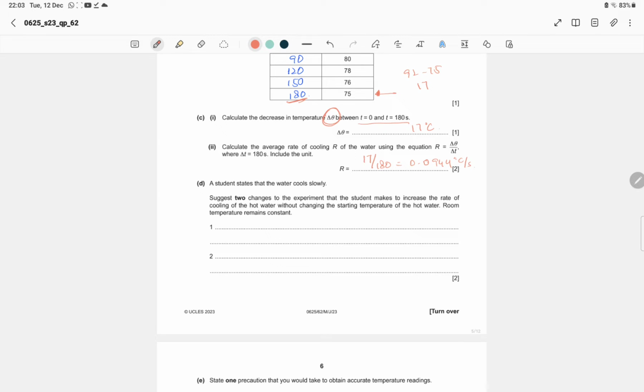A student states that the water cools slowly. Suggest two changes to experiment that the student makes to increase the rate of cooling of hot water without changing the starting temperature of the hot water. Room temperature remains constant. So first thing you can do is remove the lid or a cover. Remove the lid or cover, and you can use a thinner lid for beaker. I hope you got this.